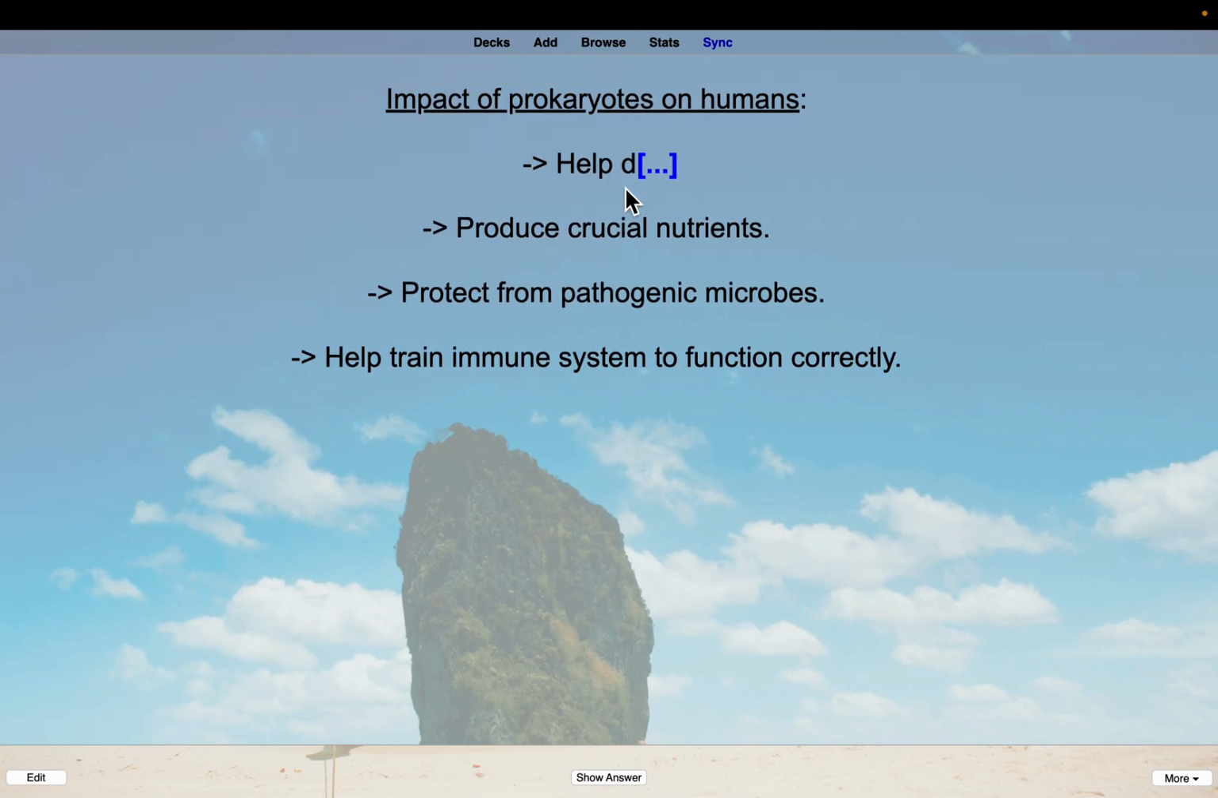What is the impact of prokaryotes on humans? They help digest food. They produce crucial nutrients. They protect from pathogenic microbes and they help train the immune system to function correctly.